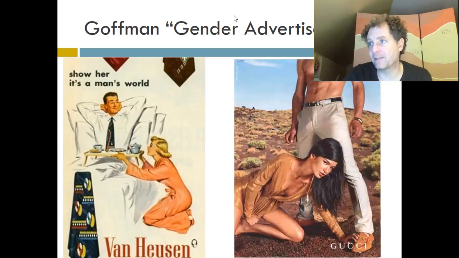For example, one concept that he talks about is ritual subordination. This is pretty obvious in the picture on the left: "Show her it's a man's world." You have this wife delivering coffee and breakfast to her husband. But it's not just the words that are conveying this message, but the images. The woman is kneeling, she's lower than the man, and the man is outstretched, looking powerful. But it's not just in this older form of advertisement from the 1950s, but in more contemporary advertisements from the 21st century. For Gucci on the right, there's a message contained in here too: the woman is kneeling, the woman is lower down, just like in the image on the left.